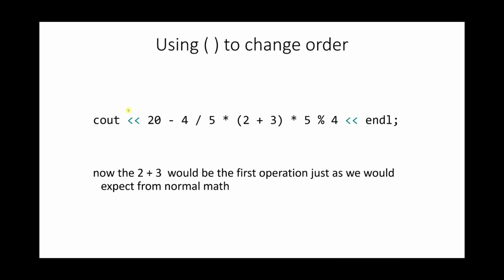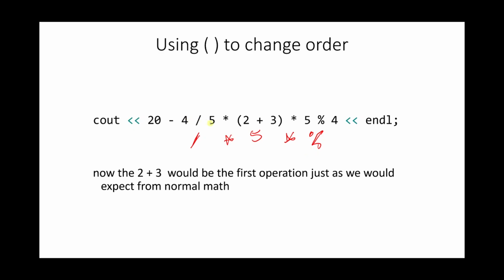Okay, what if we have this? We have 20 minus 4 divided by 5 times 2 plus 3 times 5 mod 4. Let's always start with the parentheses, right? So this is going to be 5. And then we have division, we have multiplication, we have another modulus. Remember that those are all on the same level of precedence. So we start from left to right.